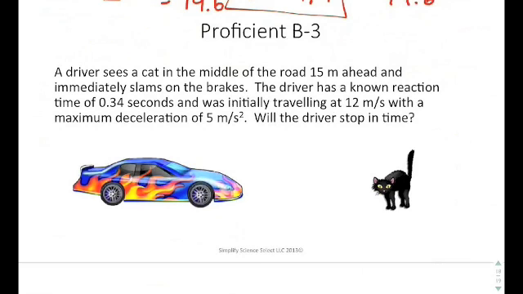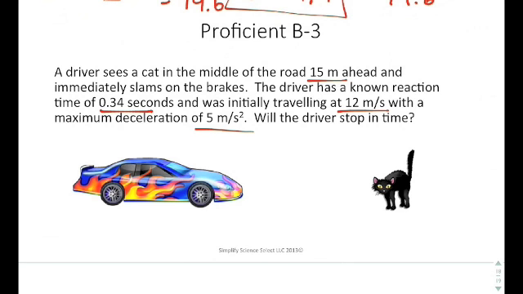In this example, it says a driver sees a cat in the middle of the road 15 meters ahead and immediately slams on the brakes. The driver has a known reaction time of 0.34 seconds and was initially traveling at 12 meters per second with a maximum deceleration of 5 meters per second squared. It says, will the driver stop in time?